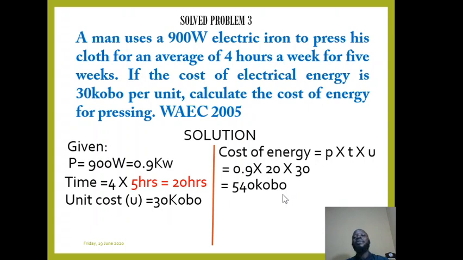540 kobo. However, in some questions, especially in UTME, you may be asked to convert this amount of money to naira. So remember, 1 naira is equivalent to 100 kobo. So you just divide the answer you have here by 100, and that's going to be 5 naira 40 kobo. In case they ask, you have your answer in kobo and in naira and kobo.